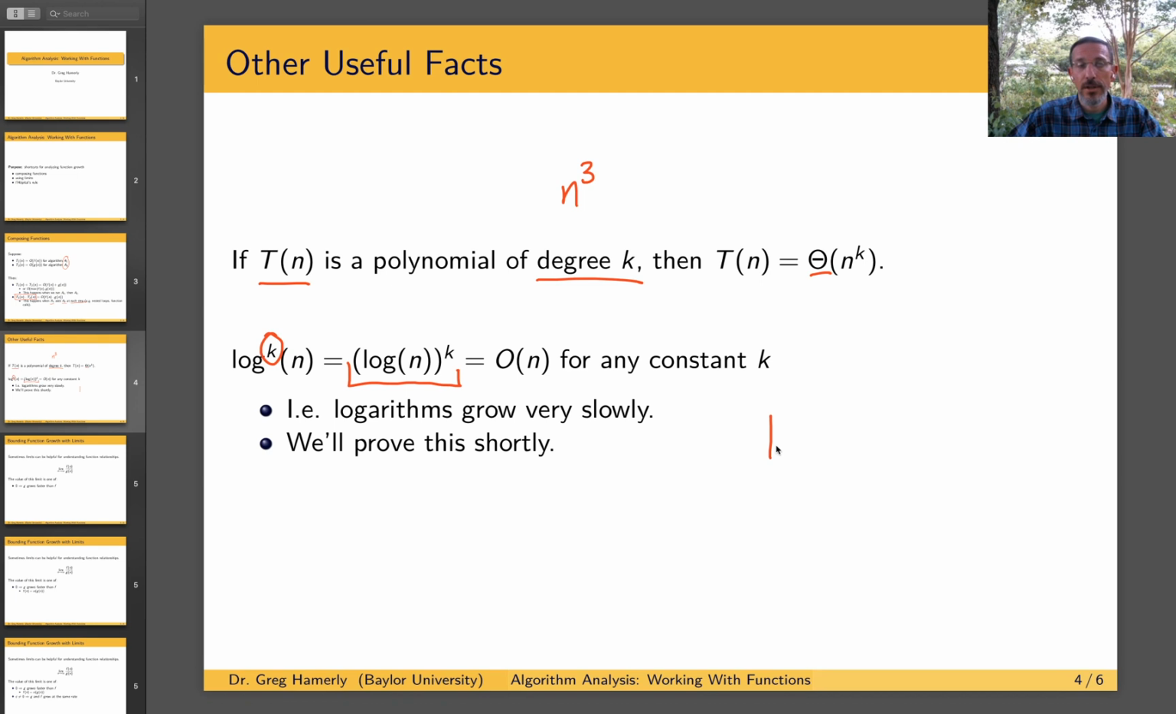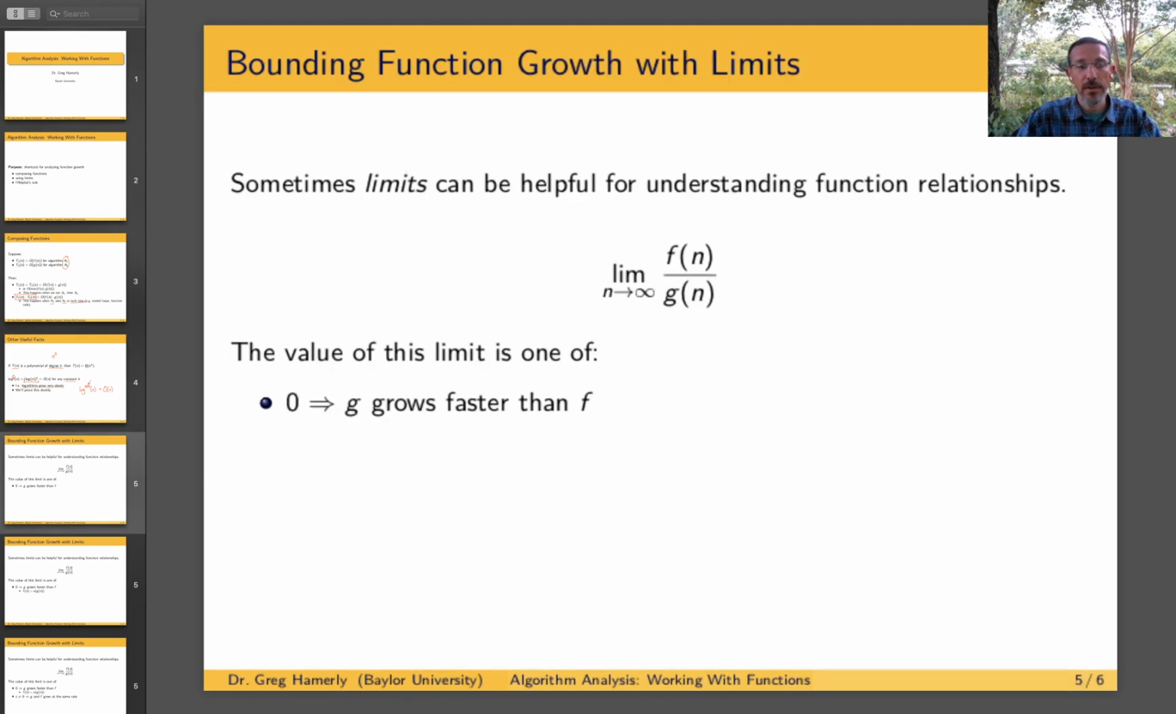For example, log to the power 1,000 of n is equal to big O of n. So for any constant k, and that's important here, the k must be constant. We're not talking about log to the power n of n. We're talking about log to the power k. And the whole point of saying this, you might wonder why we're talking about this, is to point out that logarithms grow very slowly, even if you raise them to very large powers. And we'll prove this statement shortly.